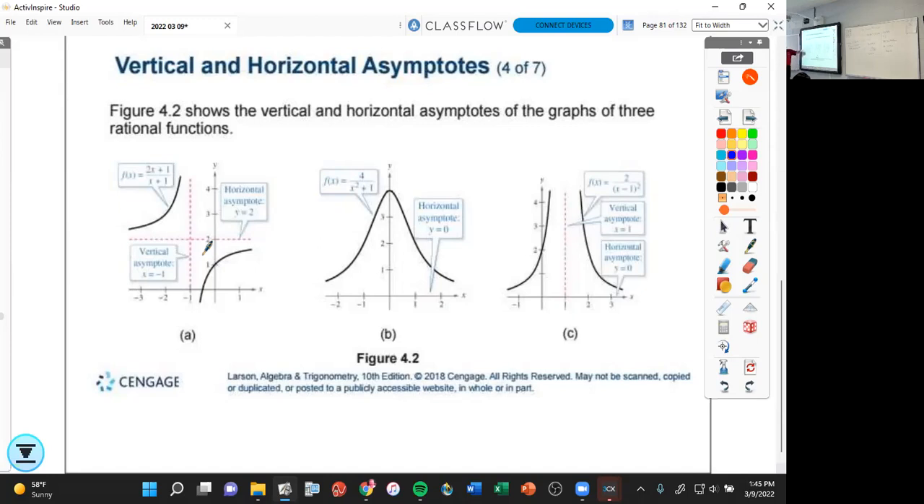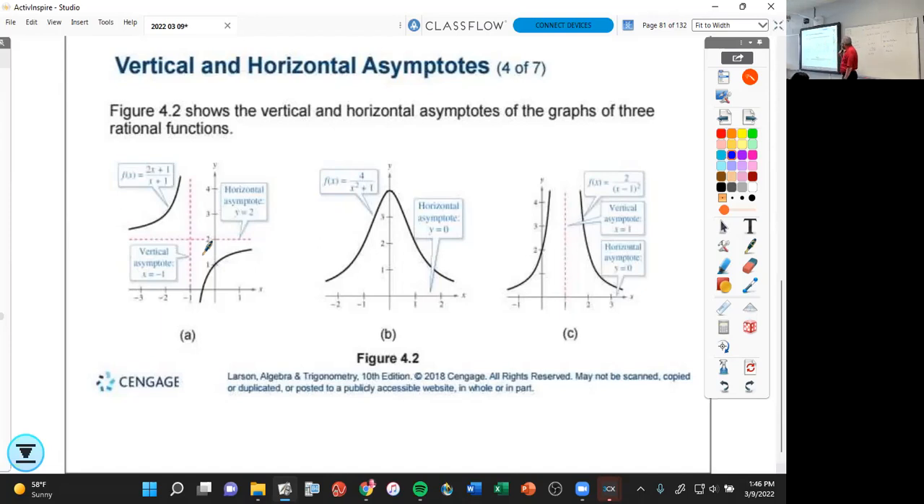Anybody have any idea why this one has an asymptote at 2 and this one has an asymptote at 0? Any thoughts? I'm just saying what the asymptotes are. Why are those horizontal asymptotes? Do you know? Can you see it? Well, it looks like there's a translation. On the first one, on part A. That transformation going on, kind of looks like that.